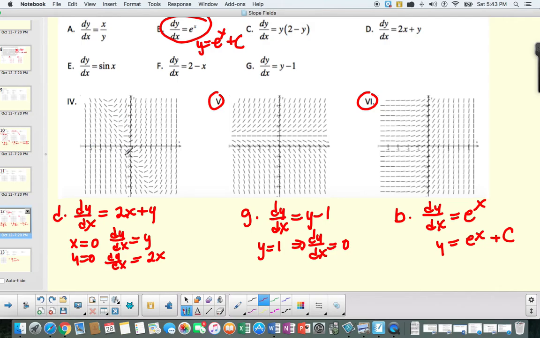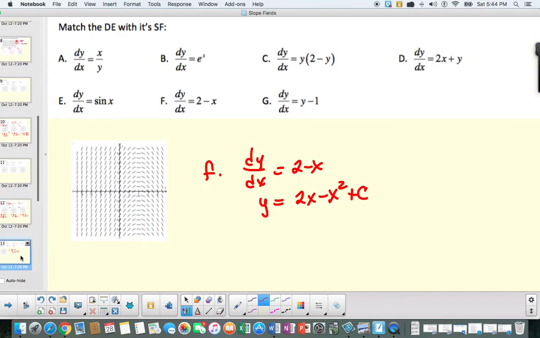Over here, I knew this depended on x and y. So I was looking at two of them that depended on x and y, and that was this one, A, and this one, D. And I think I had already used A, so I thought D was going to be this one. And you can check that when x is equal to 0, the slope was equal to y. So whatever y was, that was its slope. And when y is equal to 0, I noticed that the slope was 2x. So along the x-axis, the slope depended on 2 times whatever the x value was.